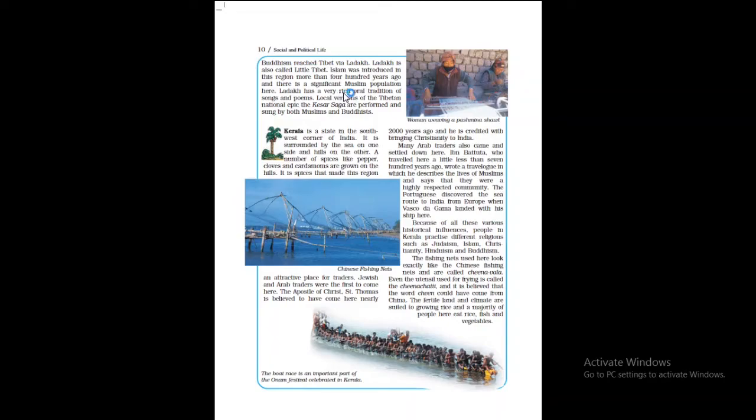Ladakh has a very rich oral tradition of songs and poems. Local versions of the Tibetan national epic, the Kesar Saga, are performed and sung by both Muslims and Buddhists. Both communities perform and sing this Kesar Saga.